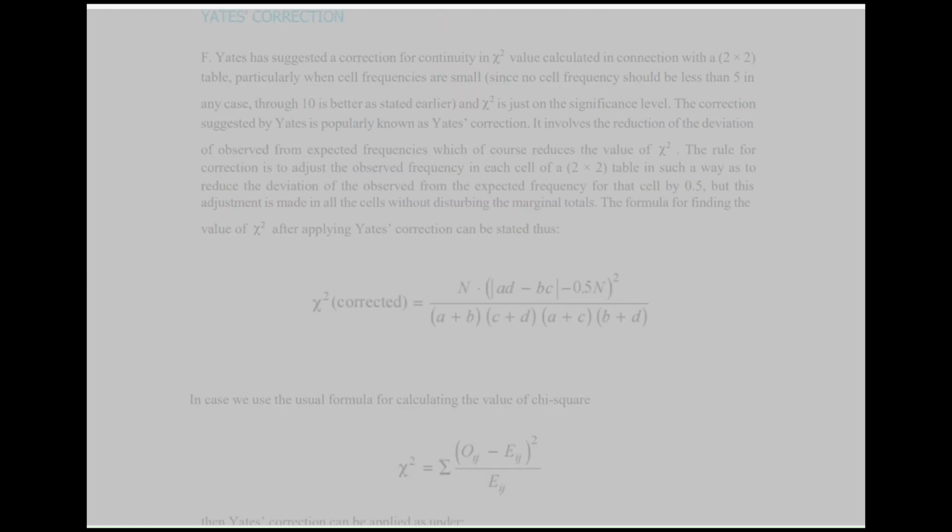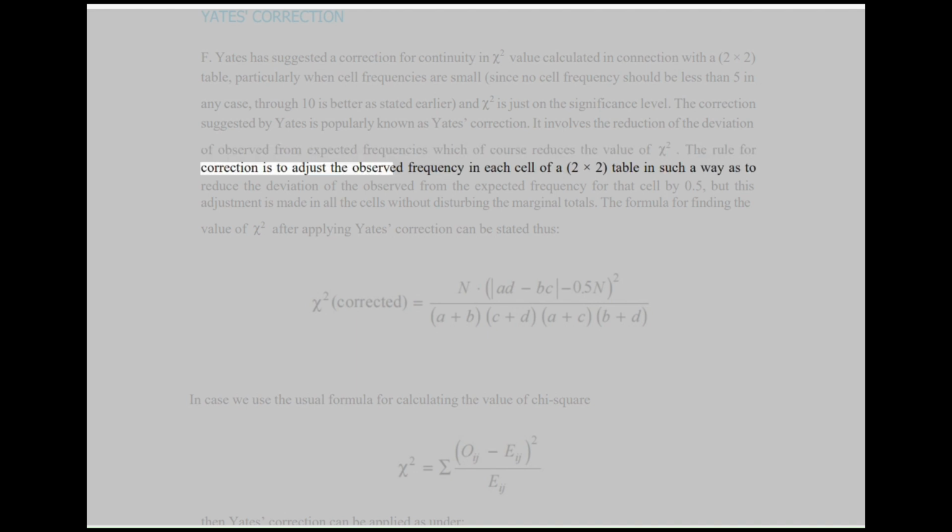Yates correction. F. Yates has suggested a correction for continuity in the chi-square value calculated in connection with a 2 times 2 table, particularly when cell frequencies are small, since no cell frequency should be less than 5 in any case, though 10 is better as stated earlier, and chi-square is just on the significance level. The correction suggested by Yates is popularly known as Yates correction. It involves reduction of the deviation of observed from expected frequencies, which of course reduces the value of chi-square.